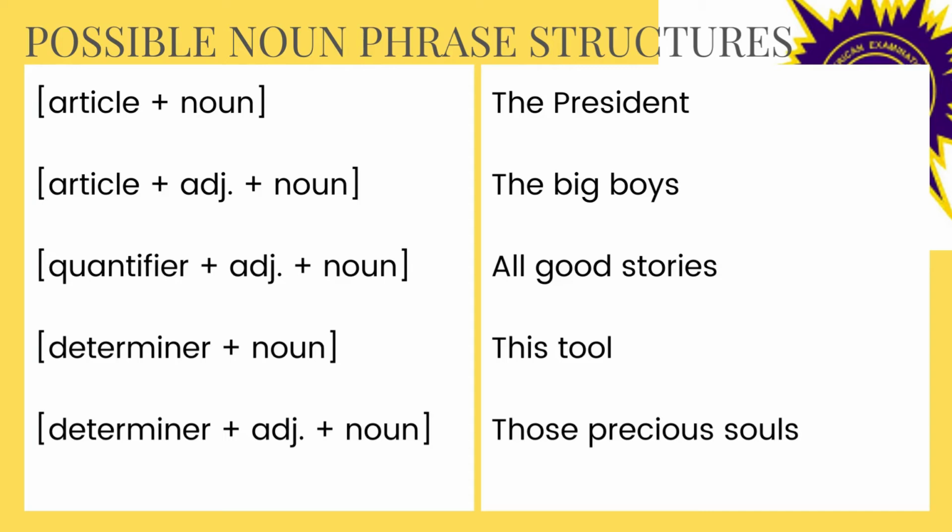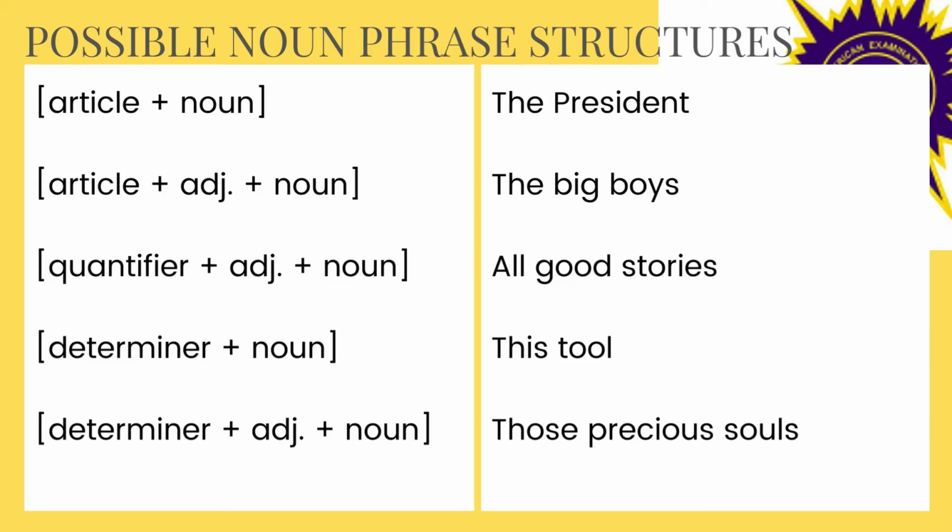We can as well have the structure an article plus an adjective plus a noun, as in the example, the big boys. In this case, the definite article and the adjective are the modifiers adding meaning or laying emphasis on the noun boys. The next structure is made up of a quantifier plus an adjective plus a noun, as in the example, all good stories. The quantifier and adjective are modifiers in this case, helping to lay emphasis on the noun.